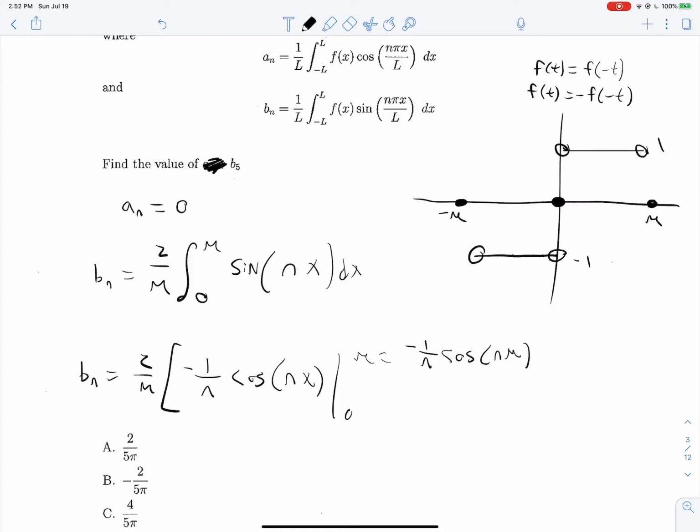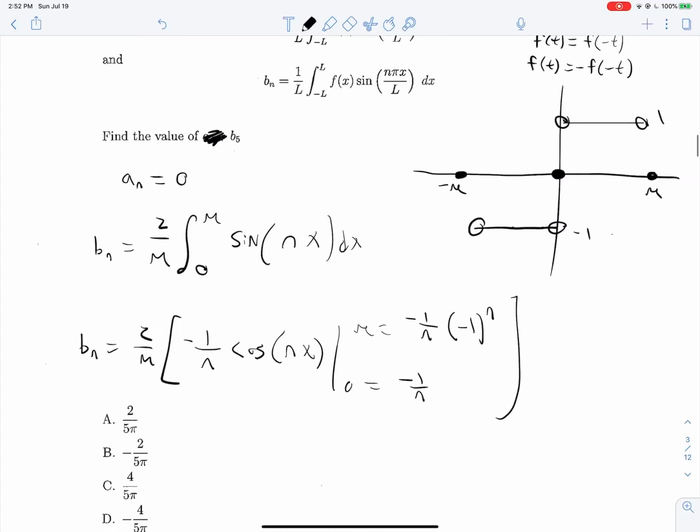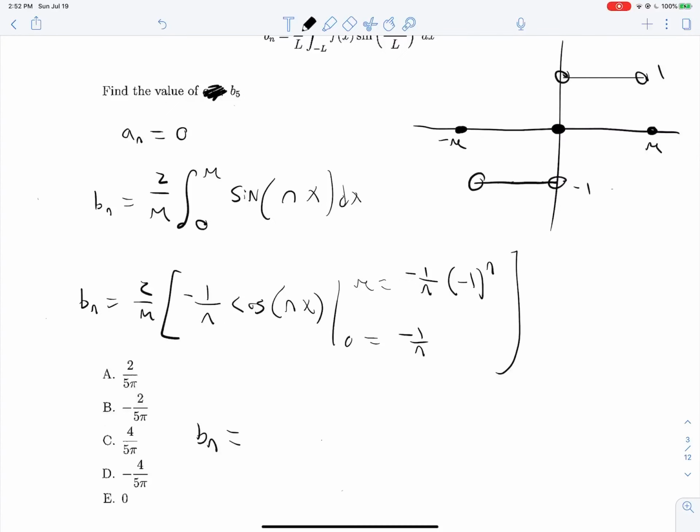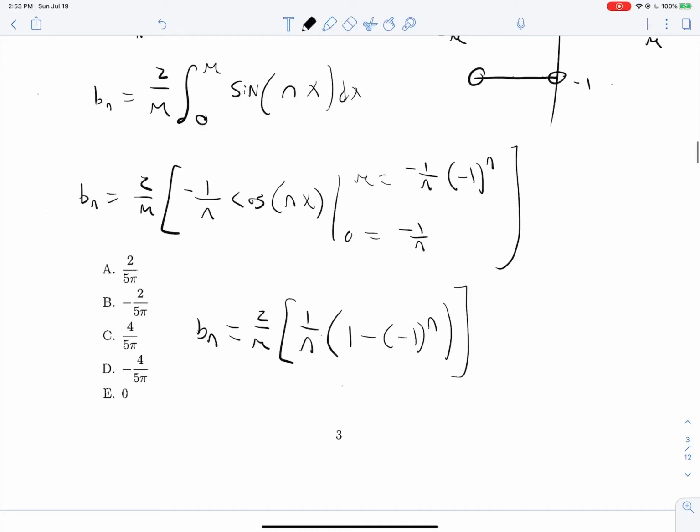So that'll just keep flip-flopping between negative 1 and 1, starting with negative 1 for n equals 1, so we can just write that as negative 1 to the nth power. Then plugging in 0 for x, we just get negative 1 over n. So bn is equal to 2 over pi times 1 over n times 1 minus negative 1 to the nth power. And this is the nice way to write it.